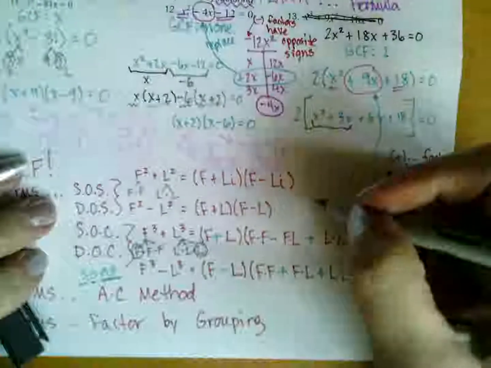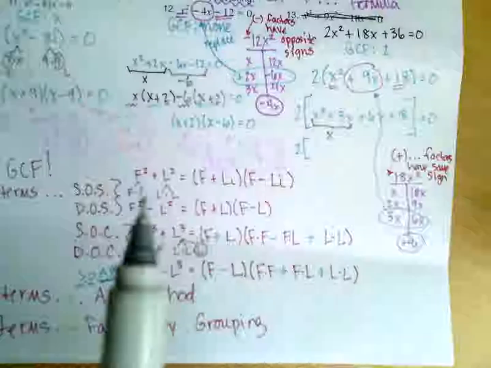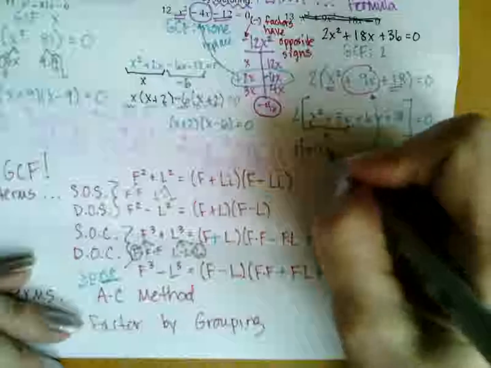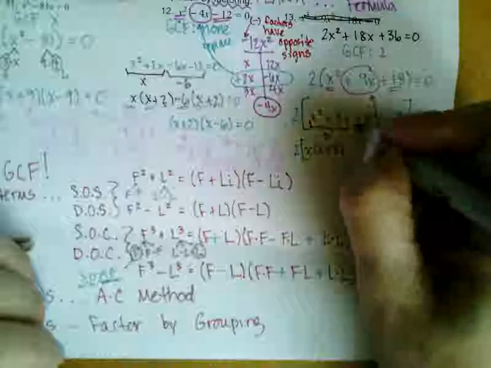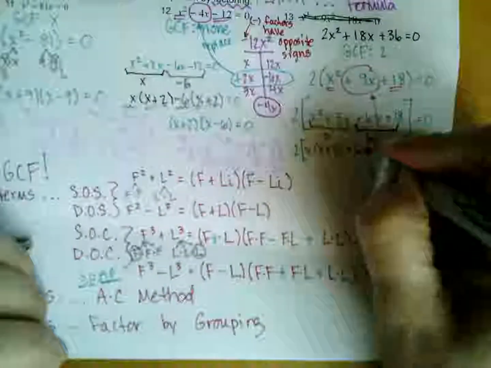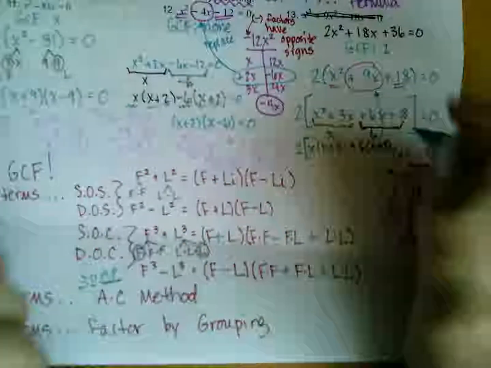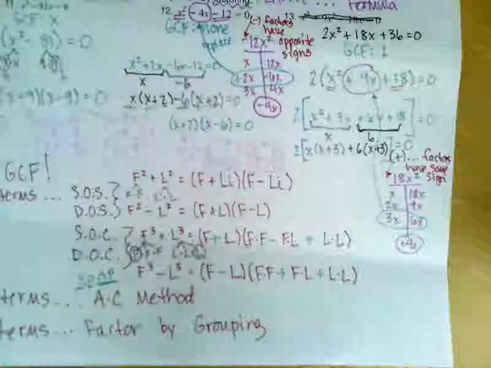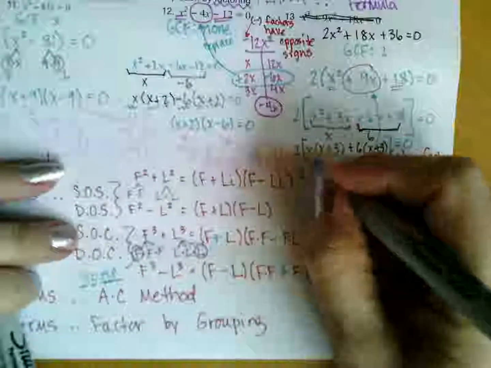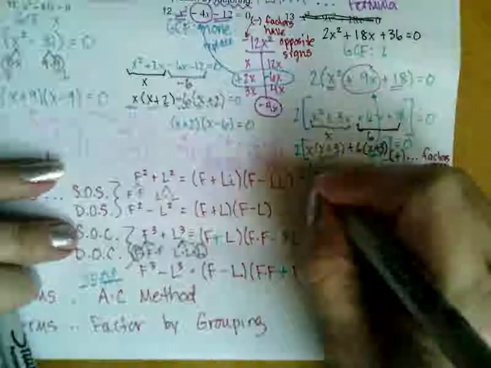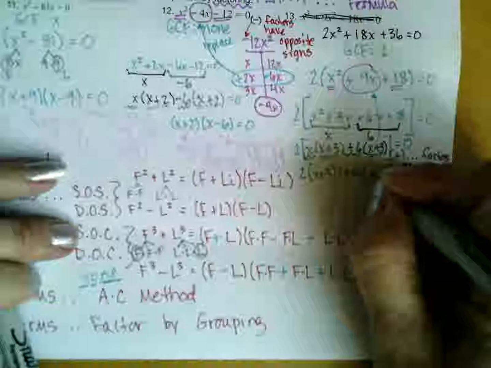Out of this first group, I can take out an x. So I'm going to keep my 2 big and out front. So that will be x times x plus 3. Out of my second group, I can take out a 6. So that will be plus 6 times, you guessed it, x plus 3. Got to close my brackets, and I am still equal to 0. So now when I pull together these groups, I've got to remember the 2 out front from the GCF, my common parenthesis, which is x plus 3, and then my GCF parenthesis, which is x plus 6, and I'm still equal to 0.